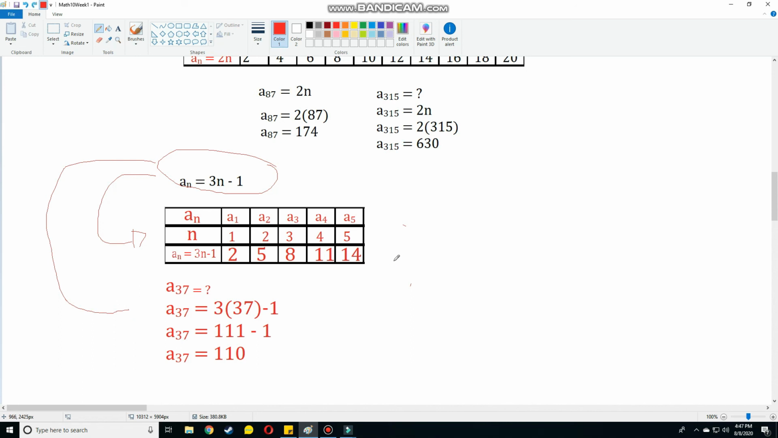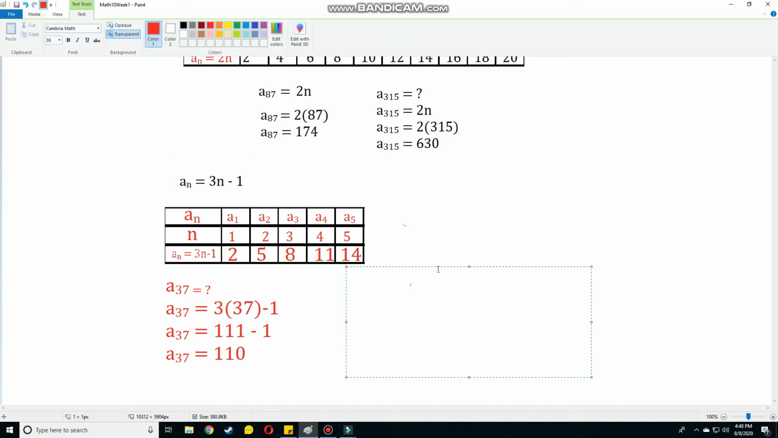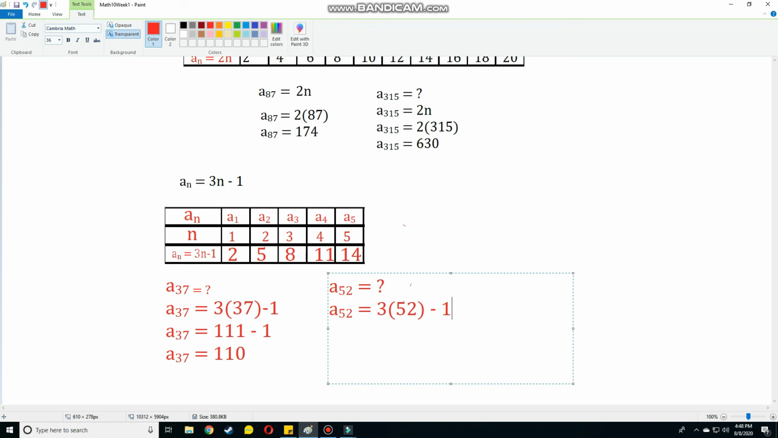Now, let's have another example. For example, you are asked to find the 52nd term. The process would still be the same: you would utilize the mathematical rule, wherein n would be substituted. The value of it would be the number of the term that you are finding. In this case, that would be 52. So that would be 3 times 52 minus 1.